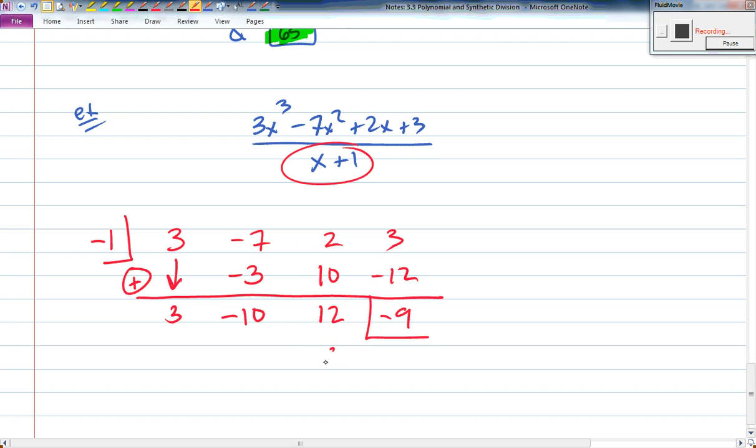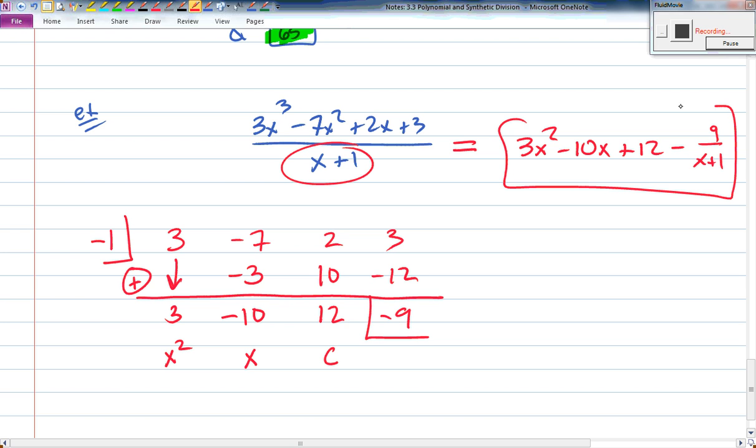This represents my constant. This represents x. This represents x squared. So this has an answer of 3x squared minus 10x plus 12 minus 9 over x plus 1. Look at that little fancy bit on the end. That's why I'm going to give you a function.